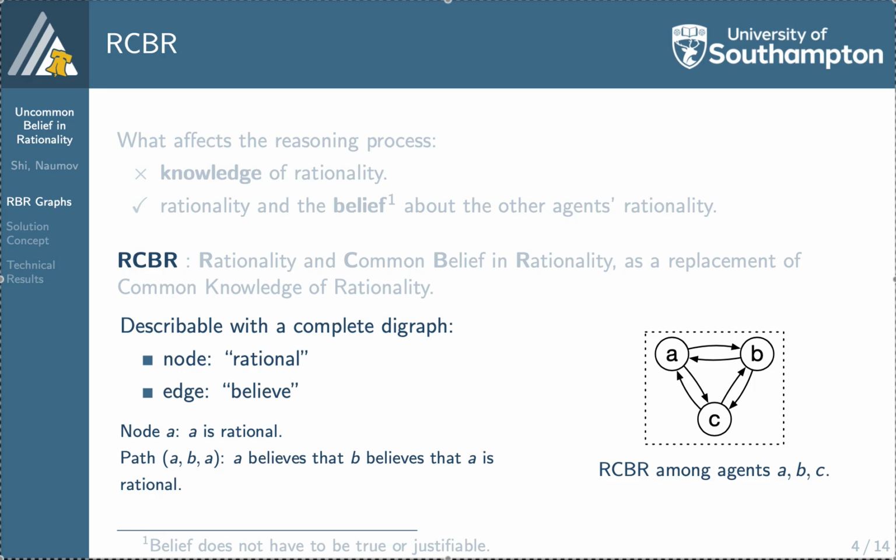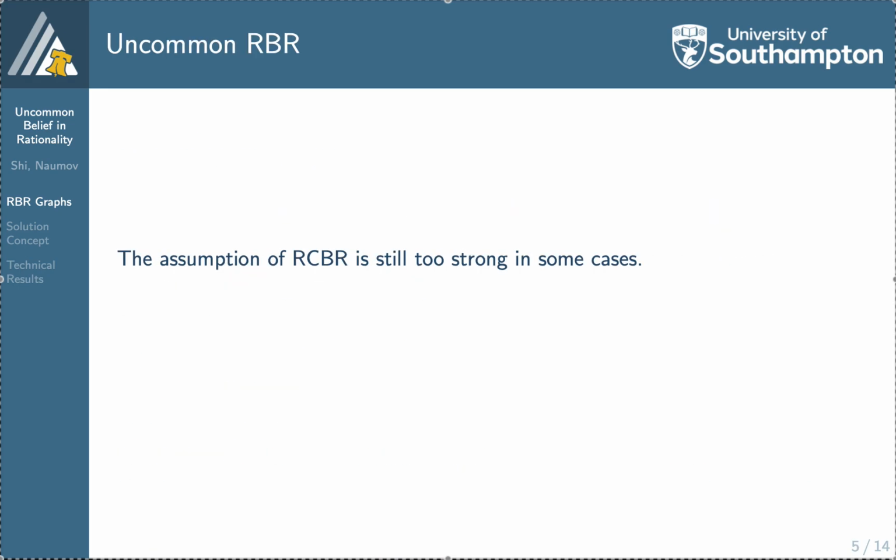We found that RCBR is describable with a complete diagram, whose nodes represent the rationality of agents and the edges capture the idea of belief. For example, in a system of three agents A, B, C, the node labeled with A represents the statement that agent A is rational. The path ABA captures the statement that agent A believes that B believes that A is rational.